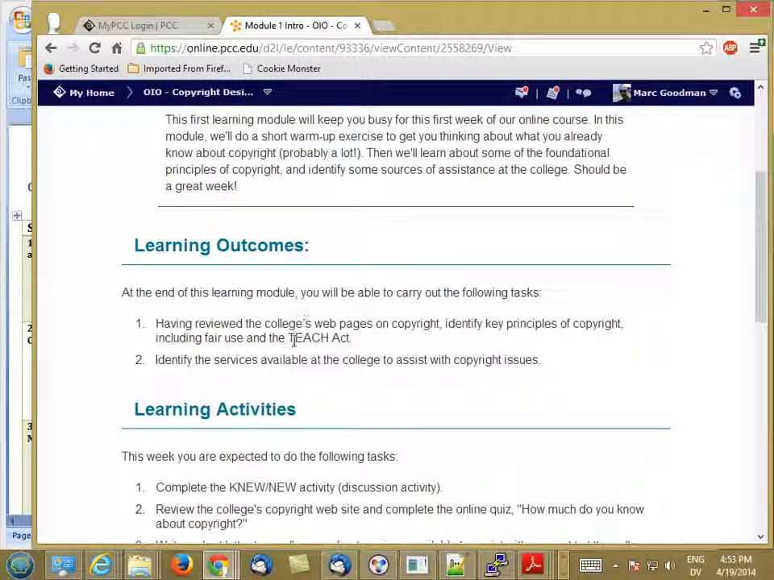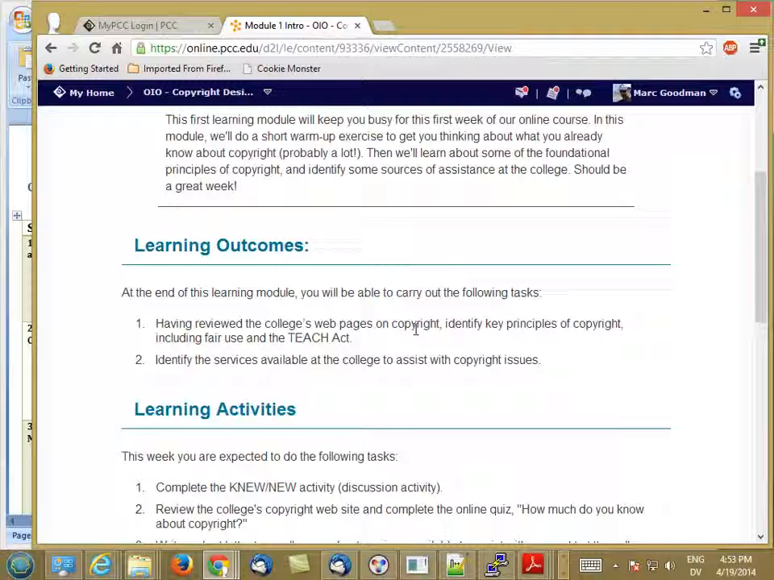So these learning outcomes for the module should align with the learning outcomes for the course. In other words, I wouldn't want to have a learning outcome here that didn't actually support the course level learning outcome in some way, because I would be teaching the student things that they weren't expected to learn to satisfy the learning outcomes for the course.